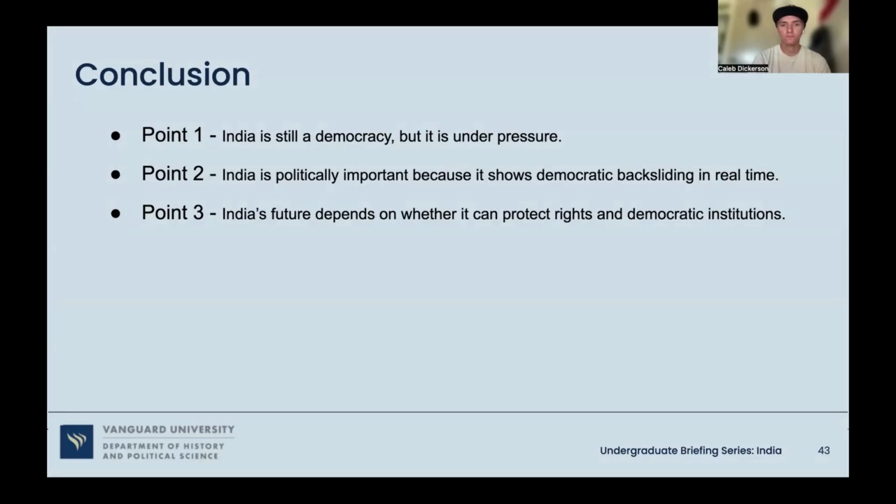We went into the historical background of it, we went through some key points in history. The institution section showed us that India has the formal structure of a democracy, but formal institutions only matter if they remain balanced, if they remain independent, and if they're protected in practice as well.